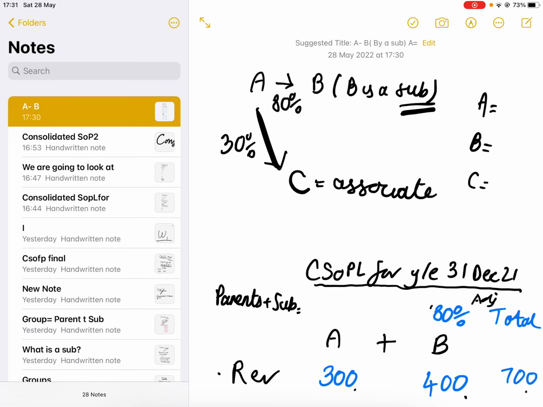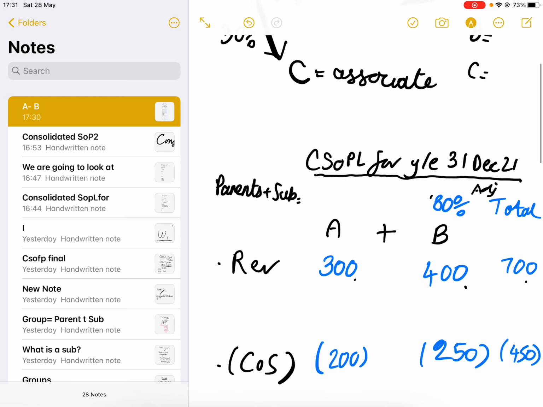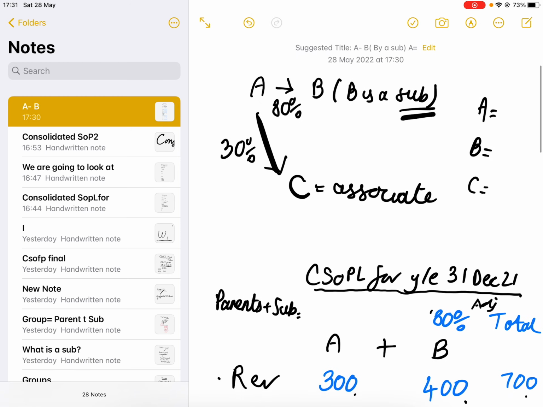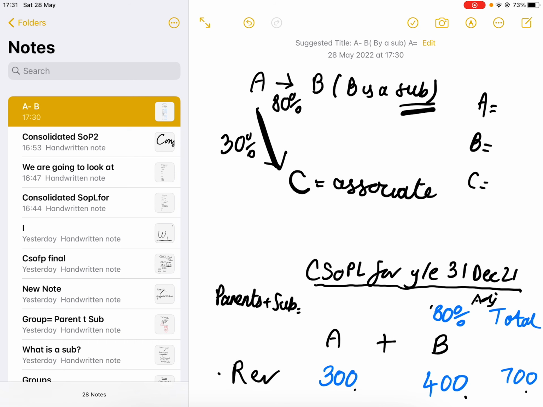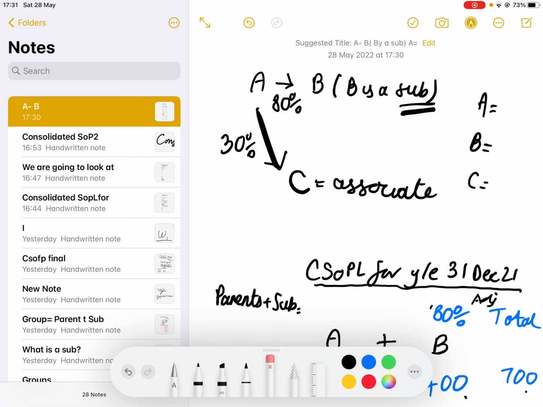Hi everyone, so we're going to be looking at the consolidated statement of profit and loss, which is a common exam question and one that you can get lots of easy marks in if you know how to do the pro formas and know how to treat adjustments.